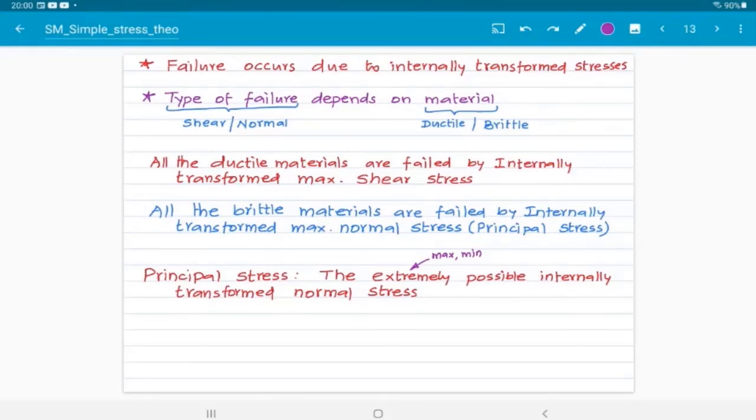He has to compare this principal stress with the strength, right? So principal stress means what? Internally transformed maximum normal stress or minimum normal stress. So he is going to calculate the internally transformed maximum normal stress, and that should be compared with the normal strength. It means normal stress compared with normal strength is used for brittle material only, because brittle materials fail by internally transformed normal stresses. Right? So we are going to the next room, the design room.